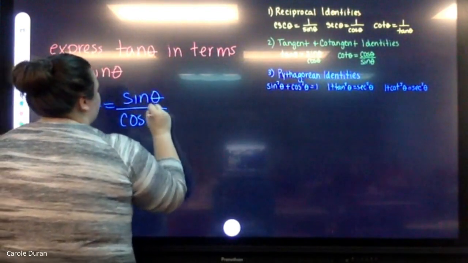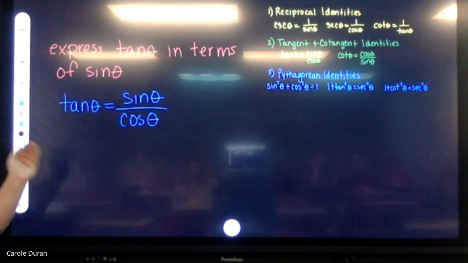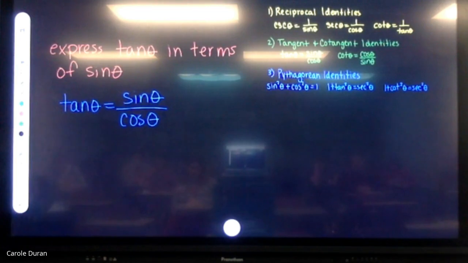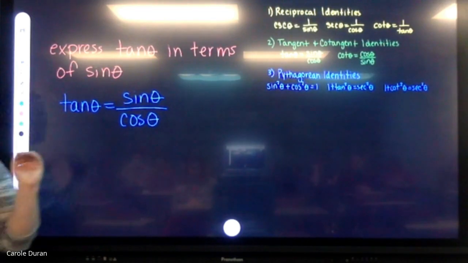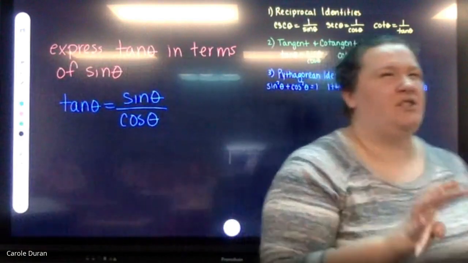Okay, so that was our tangent identity. Everyone okay with where that is and where that came from? Okay, I'm not finished because I have a sine and I have a cosine. So now I have to find some way to rewrite cosine with only a sine in it. Do I have any equation or identity that has a cosine and a sine in it other than the tangent one?